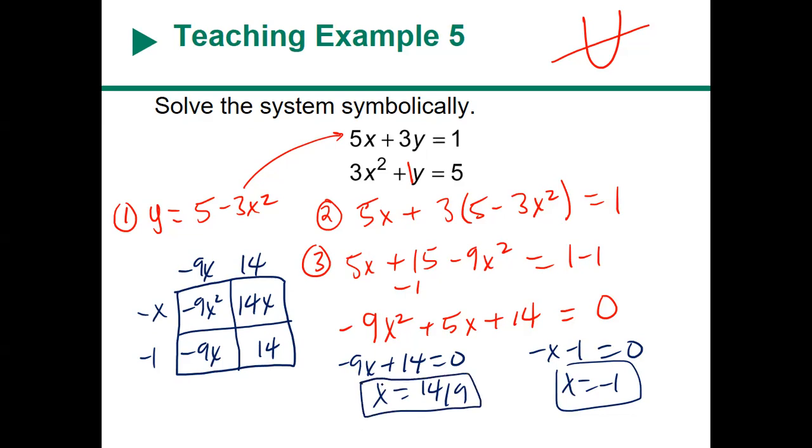Okay, could you have gone through the quadratic formula and still got the same thing? Yes, you could have. It would have come out to be 14/9 and -1.